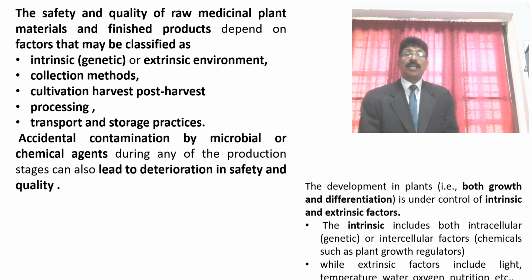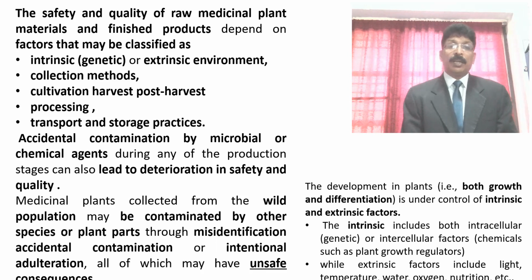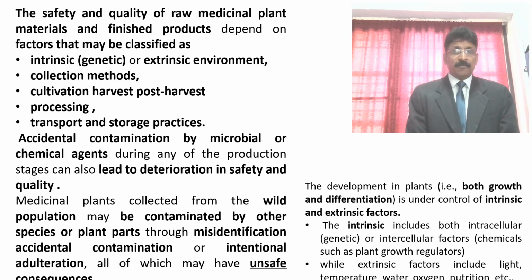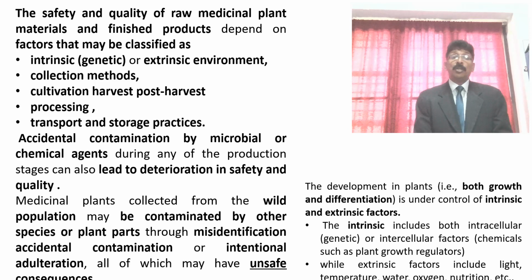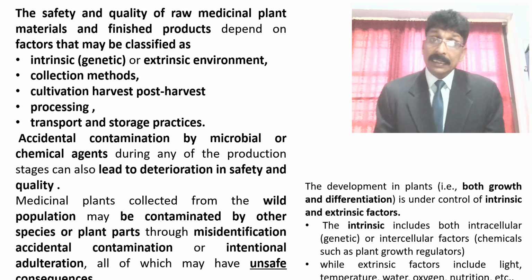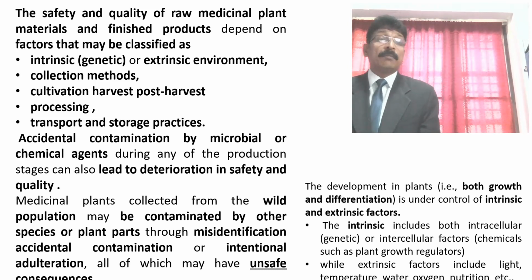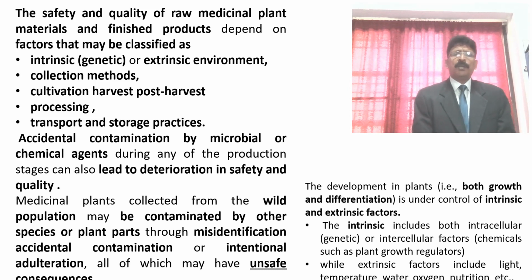Accidental contamination by microbial or chemical agents during any of the production stages can also lead to deterioration in safety and quality. Medicinal plants collected from the wild population, from the forest, may be contaminated by other species or plant parts through misidentification or accidental contamination or intentional adulteration, all of which may have unsafe consequences which will affect the quality assurance.